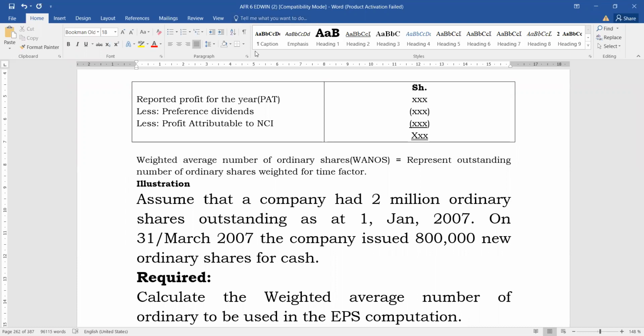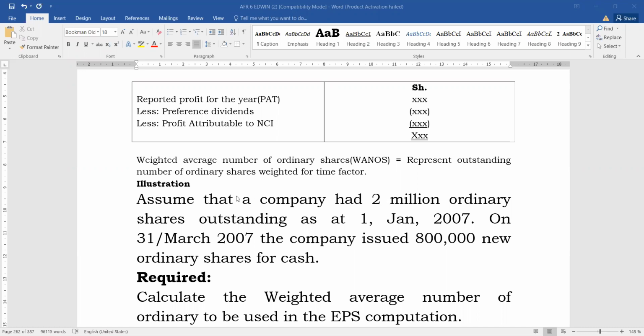So how can you go about it? How can you do this, Anne? I'm just asking you. How can you weigh this? I need an explanation from you. Give it a trial. Remember that I've said that in order to get the weighted average, you weigh the ordinary shares as per the time factor.